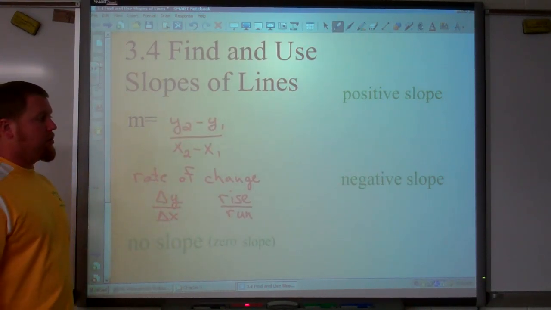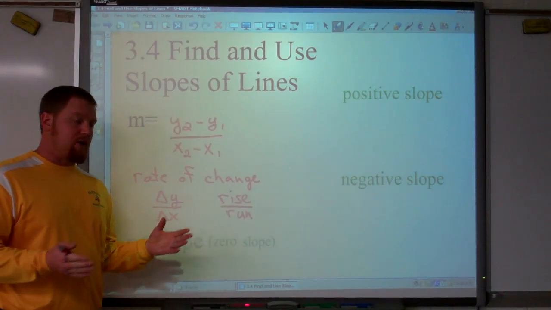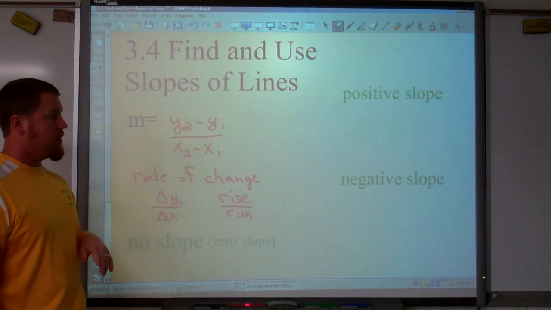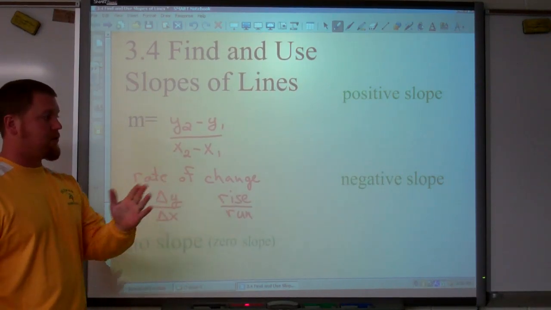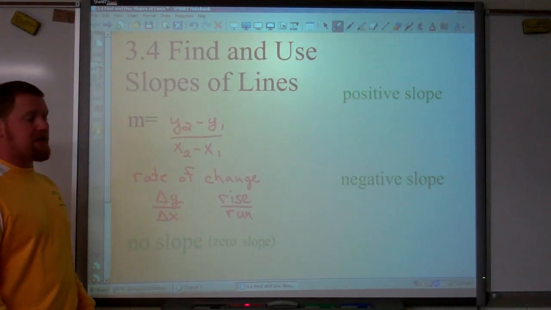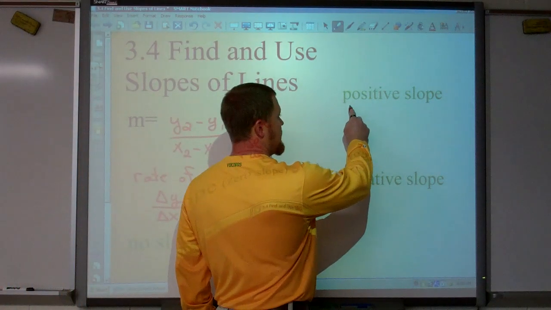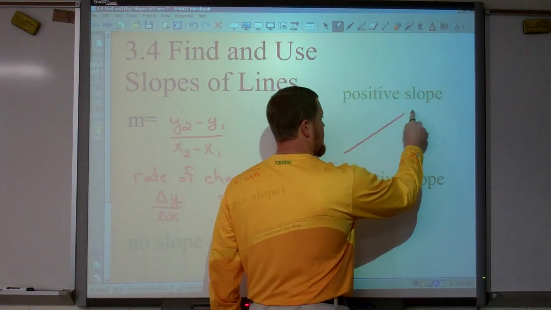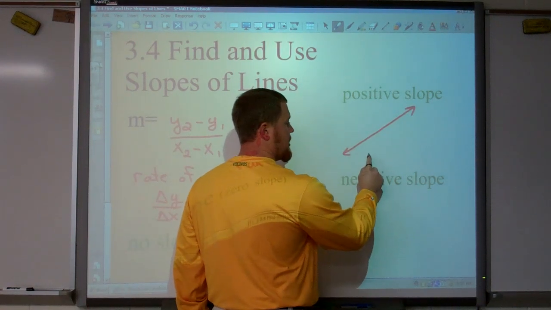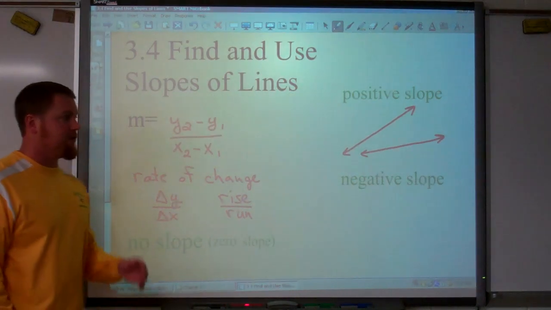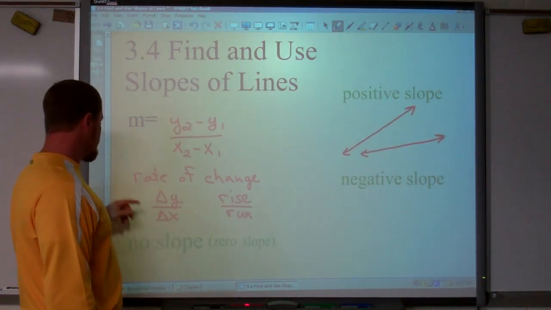Now, positive slope. Just like when you read a book from left to right, that is how we read a graph, from left to right. So to determine whether or not a line has positive slope, we're reading it from left to right. What is it doing? To be positive, it needs to be going up. It doesn't matter how steep it is, as long as it is going up from left to right. Those would be two examples of lines that have positive slope.